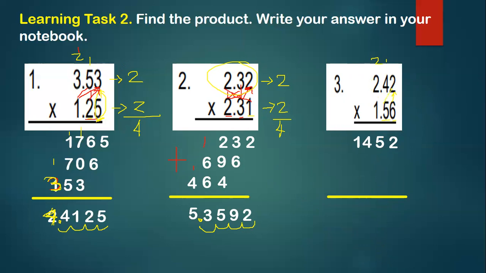Tens place tayo. 5 times 2, that is 10. So 0 lang. Carry 1. And then 5 times 4, that is 20 plus 1. That is 21. Carry 2. And then 5 times 2, that is 10 plus 2. That is 12. Sulatan natin lahat.